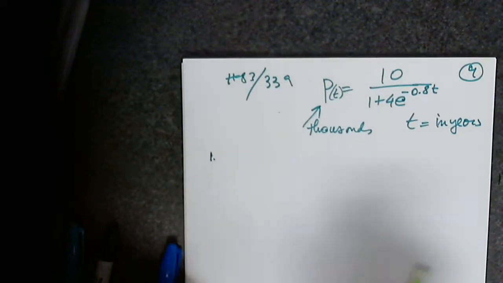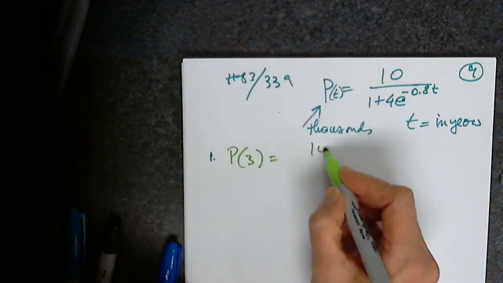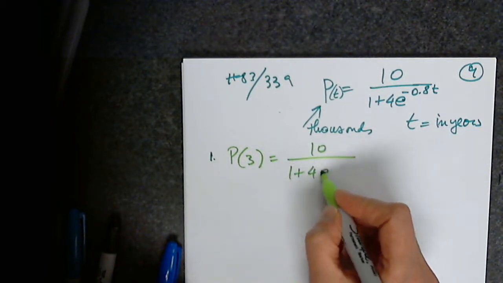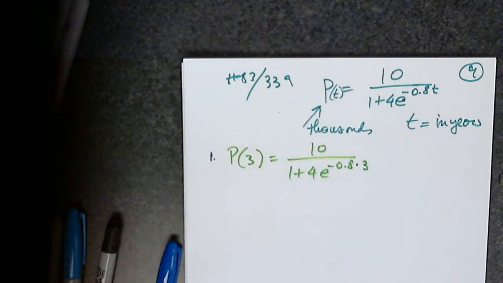What will I have to do? Right, of course. So P of 3. So it's 10 over 1 plus 4 e to negative 0.8 multiplied by 3. Don't try anything by hand.